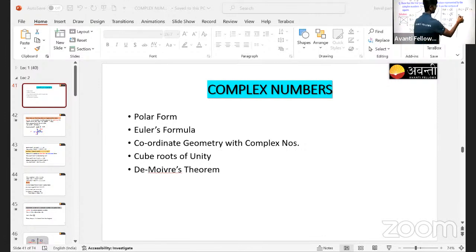Let's see the length of BD. What is BD? 4 minus 0, 4 whole square, 16. And 0. So that is again under root of 16, which is 4. That means the lengths of the diagonals are also equal, and that means the given figure is a square, hence proved.